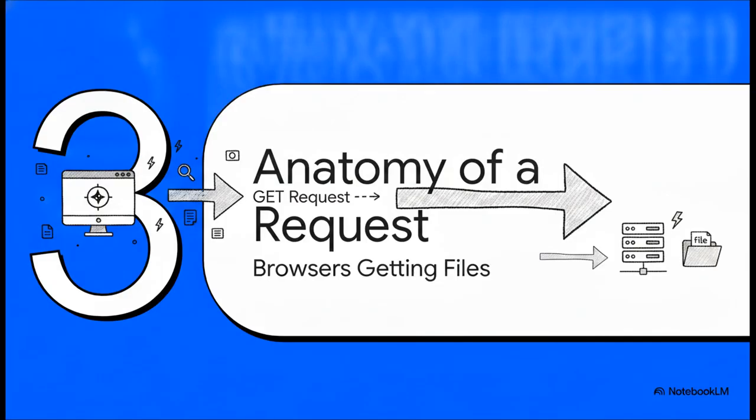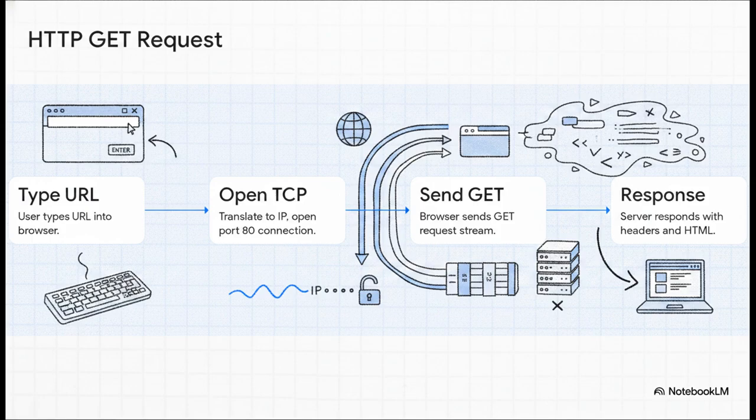Next up, Section 3, Anatomy of a Web Request. We've seen the high-level map, but let's zoom in on exactly how your browser asks for a file using what's called a GET request. The course material walks us through a classic example using Yahoo. When you hit Enter, Step 1 is just you typing the URL. Step 2, your browser translates that URL into an IP address and opens a TCP connection, typically on port 80. Then comes Step 3, the actual request. The browser sends a byte stream saying GET, followed by the file path and the HTTP version. Finally, in Step 4, the server replies with its headers and the HTML payload itself before closing the connection. It all happens in the blink of an eye.